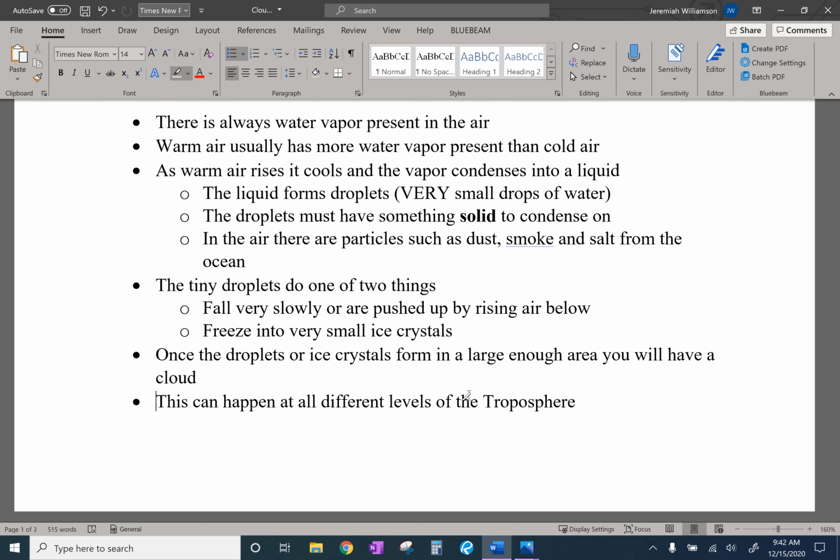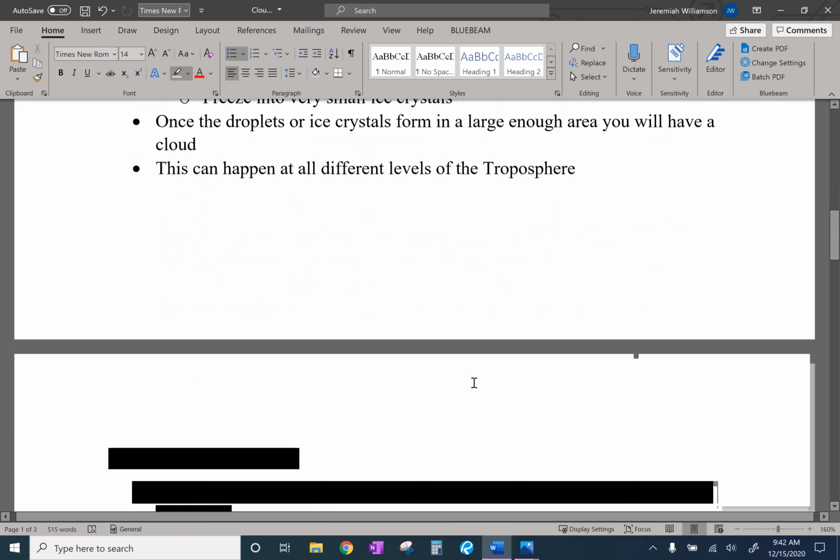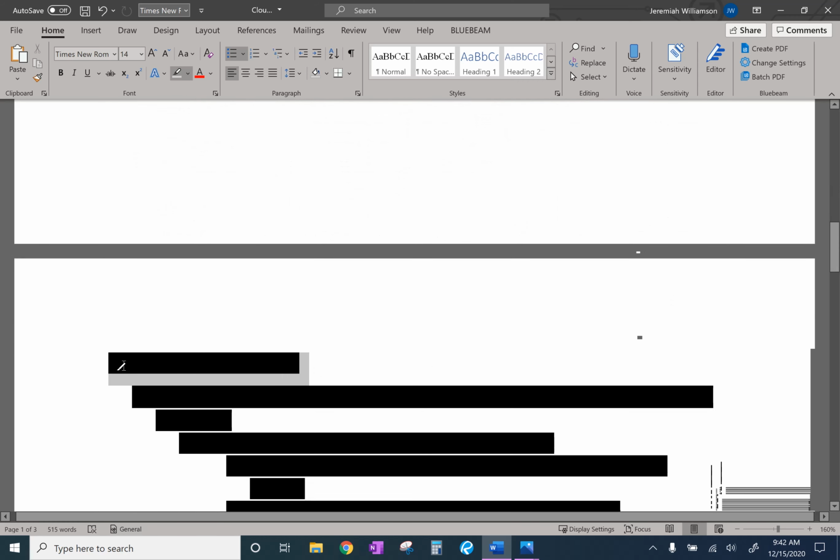But just know that there are instances of some types of clouds being in the stratosphere. But I won't ask you a question and try to trick you as far as where clouds form. Just go ahead and commit it to memory that clouds form in the troposphere. All right, the next thing.